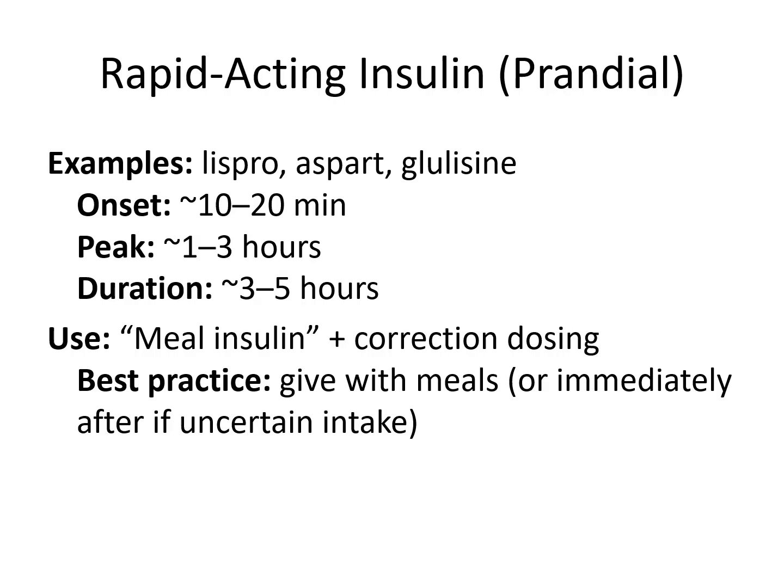We use the rapid-acting insulin as, again, meal insulin and for correction dosing, meaning if a patient's glucose is elevated before a meal, we add additional units based on a correction scale. So best practice is to give rapid-acting insulin with meals or immediately after if you're uncertain how much the patient will eat. This is especially important in hospitalized or pediatric patients to avoid hypoglycemia if intake is unpredictable. So if rapid-acting insulin is given and the patient does not eat, hypoglycemia would be, of course, the predictable complication.